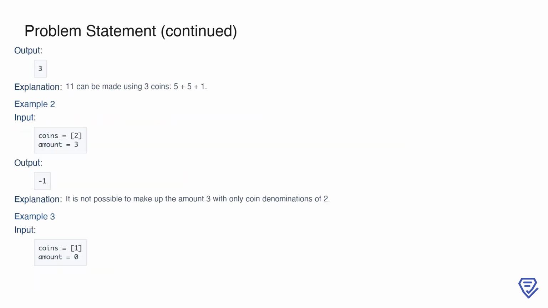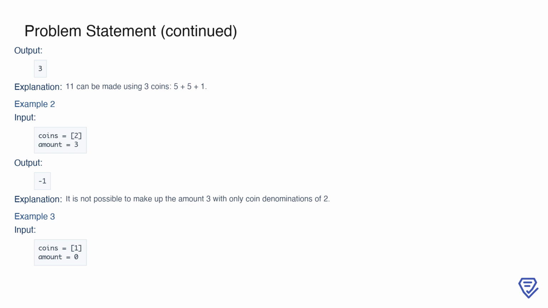In the first example, the input coins array is 1, 2, 5, and the target amount is 11. The output is 3, because the amount 11 can be made using 3 coins: 5, 5, and 1. In the second example, the input is coins equals 2, and amount equals 3. Here, the output is -1, as it is not possible to form the amount 3 using only coins of denomination 2. This demonstrates that the solution must handle cases where the target amount cannot be achieved with the given denominations.